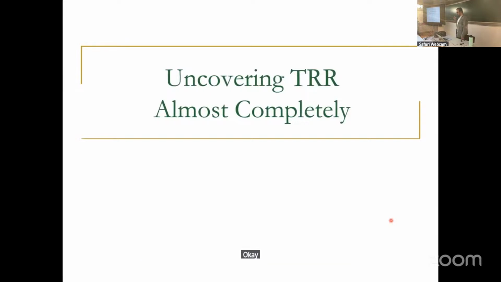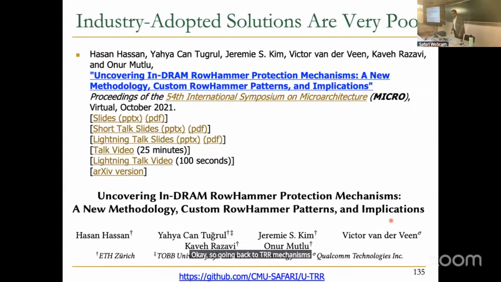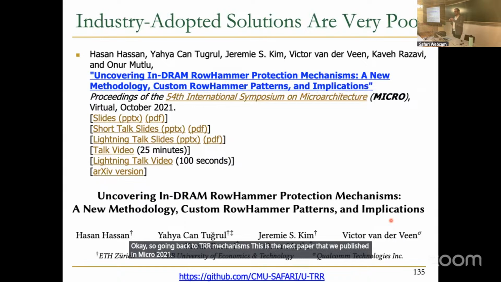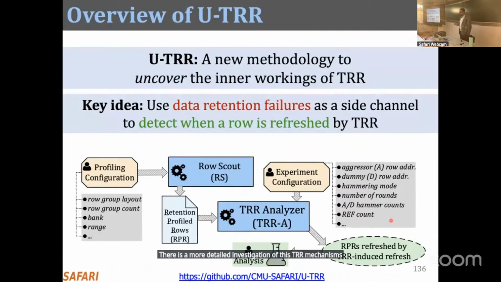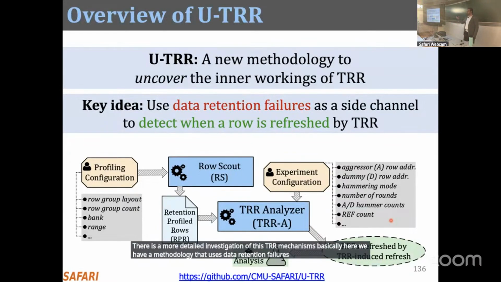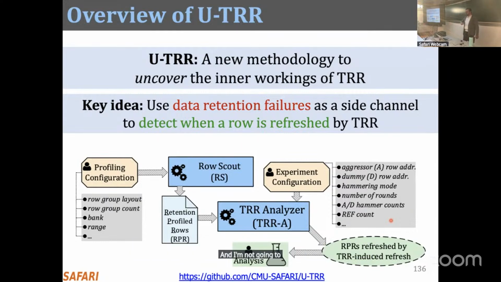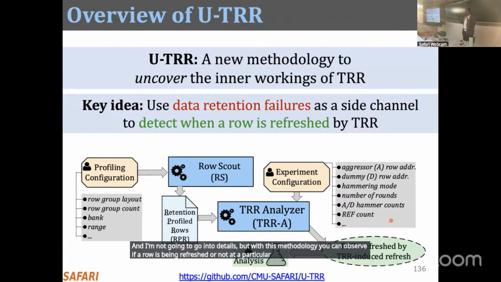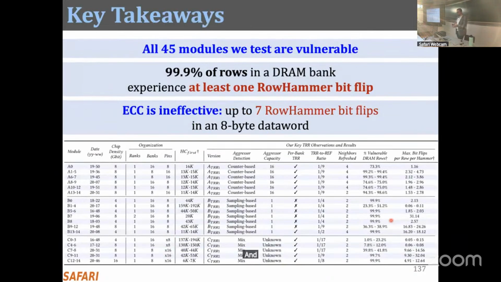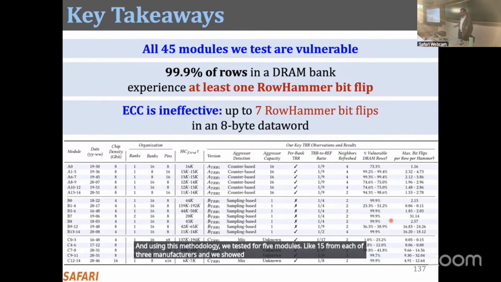Okay. So going back to TRR mechanisms, this is the next paper that we published in MICRO 2021. That is a more detailed investigation of these TRR mechanisms. Basically, here we have a methodology that uses data retention failures to understand what's going on inside the DRAM chip. I'm not going to go into details, but with this methodology, you can observe if a row is being refreshed or not at a particular point using the data retention characteristics of that row. And it tells you if the TRR mechanism deployed in the chip refreshed the victim row or not. Using this methodology, we tested 45 modules, 15 from each of 3 manufacturers. And we showed that 99.9% of the rows in the DRAM bank experience at least one RowHammer bit flip if you craft a suitable access pattern after reverse engineering that mechanism.